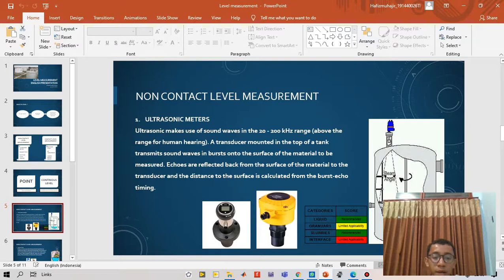The key points in applying an ultrasonic transducer are: Number 1, the speed of sound varies with temperature. Number 2, heavy foam on the surface of the material can absorb the sound wave bursts, resulting in no echo or an echo that is too weak to process. Number 3, an irregular material surface can cause false echoes, resulting in irregular readings. Number 4, heavy vapor in the airspace can distort the sound waves, resulting in false readings.